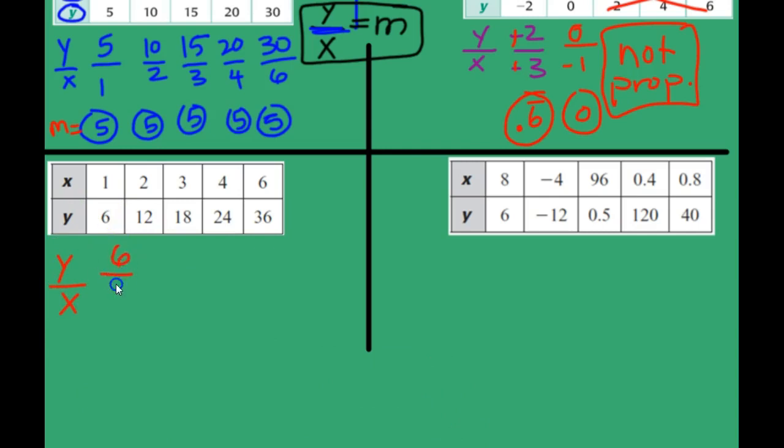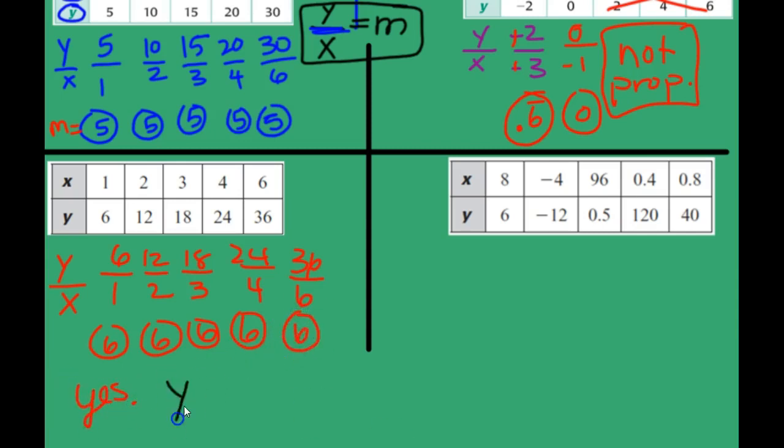So 6 divided by 1, well, that's just 6. Then y divided by x again, 12 divided by 2, oh, that's also 6, looks good so far. 18 divided by 3, yep, that's 6. 24 divided by 4, yep. And 36 divided by 6. Well, 6 times 6 is 36. So yes, this is proportional. And that means our equation in the form y equals mx plus b, you don't really need b because it's proportional, goes through the origin 0, would be y equals 6x because we found our slope. Y over x is just our slope.